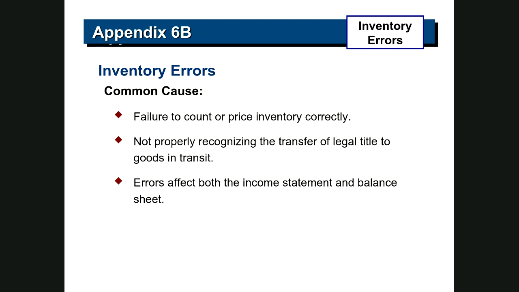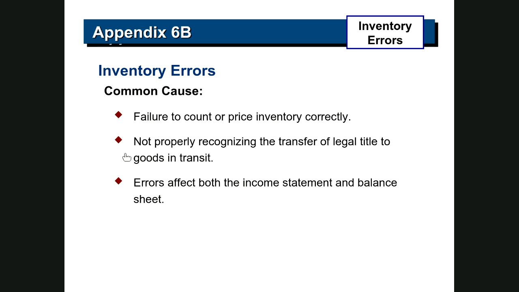Now, the common issues, the inventory errors. Inventory is misreported for a few reasons. The first one is failure to count or price inventory correctly. So if you do not count the inventory that you have correctly, or if your accounting records show wrong prices for the inventory that you purchased. When we say price, it is the purchase price that you paid. So if it's wrong, then your inventory records will be wrong.